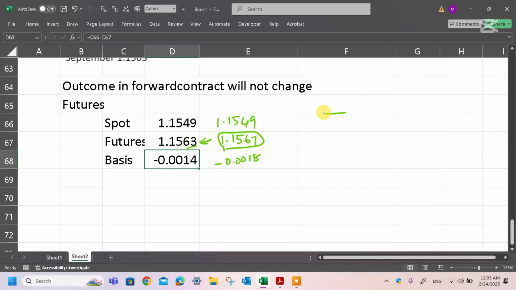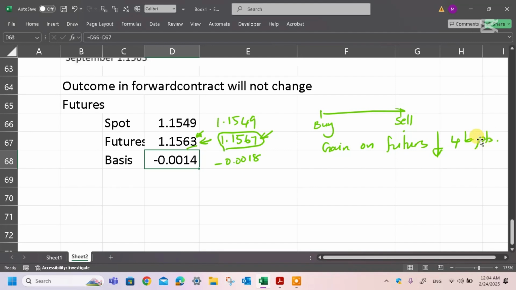What kind of trading are we doing on futures? Buy futures now and sell later. So this sell price should have been 1.1567. Instead of that, we have 1.1563. Can you see? The sell price is lower. So the gain on futures is going to be low by 4 basis points, 4 basis points.